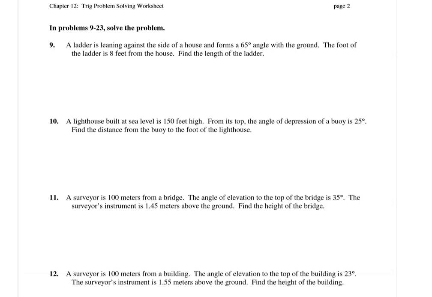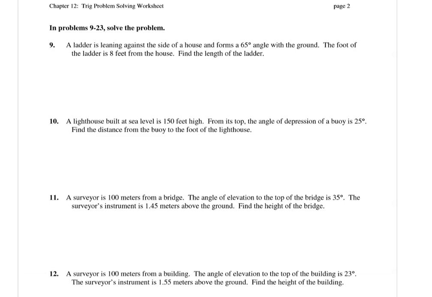So for number 9, it says a ladder is leaning against the side of a house and forms a 65-degree angle with the ground. The foot of the ladder is 8 feet from the house. Find the length of the ladder. First thing we want to do, as usual, is to draw a picture. Anytime we do trig ratio problems, we need a right triangle.